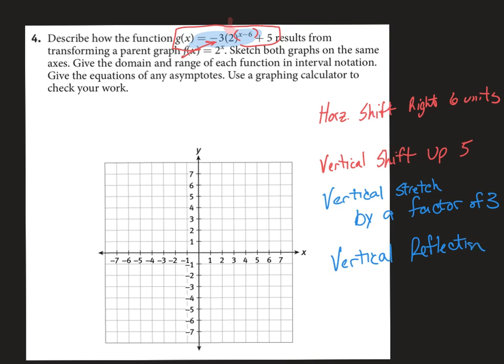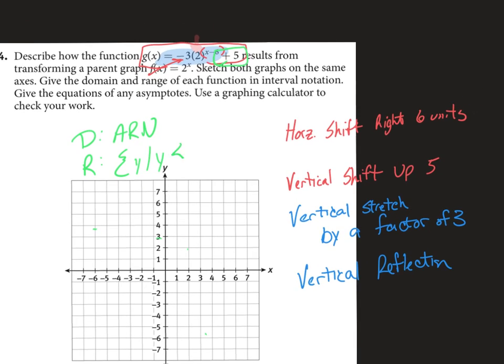Domain, as always, all real numbers. Range, well, this one is a little different. We can actually look at this and see, oh, well, it's 5. But remember, we were reflected. We were shifted up, but then reflected down. So this function is going to have the doubling behavior, but it's going to be coming from the bottom. We don't even have to graph this to make this determination. We just know that the y value must be, in this case, less than 5 because it was shifted up 5 units.